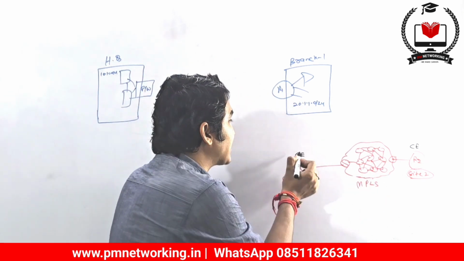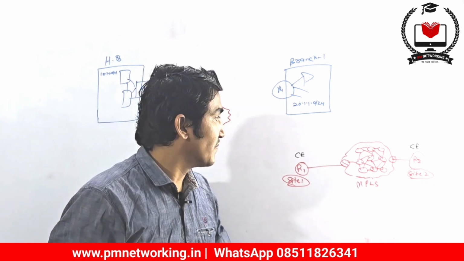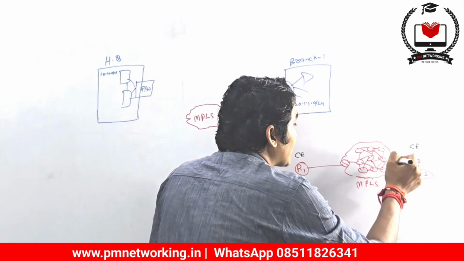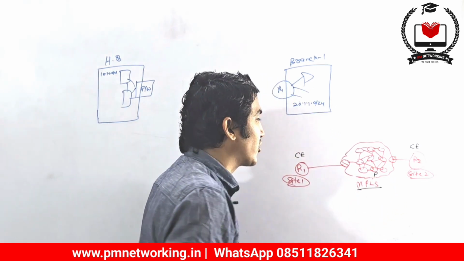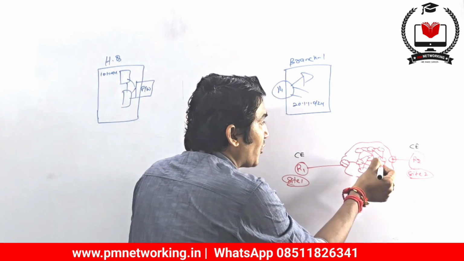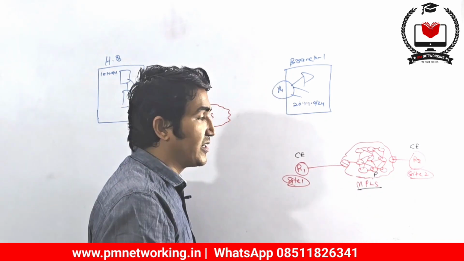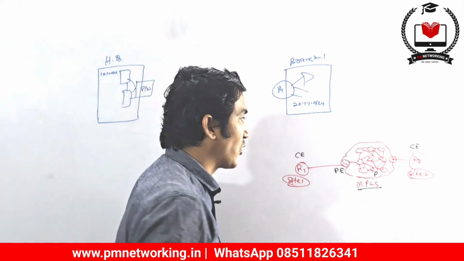So router 1 is the customer edge router at site 1, and router 2 is the customer edge router at site 2. Then all the routers inside the service provider are known as P routers, meaning provider routers. And this router is connected with both the provider network as well as the customer network.